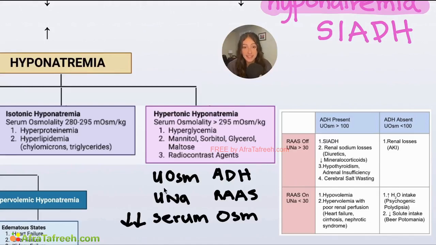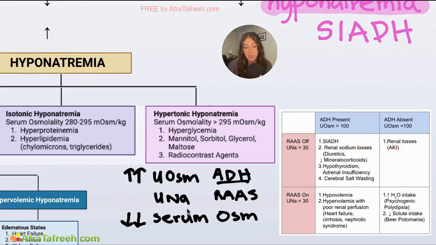Well, if we have SIADH, the syndrome of inappropriate antidiuretic hormone release, then we are going to have increased antidiuretic hormone present in our circulation. When we have increased antidiuretic hormone, that means that we are pulling more water out of our urine. Our urine is becoming more concentrated, and that is why our urine osmolality is going to increase. Higher osmolality equals higher concentration.